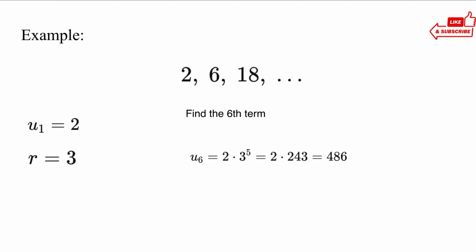All right, now if we want to find the sixth term, we simply apply the formula. We have U sub 1, 2, times R, 3, to the power of n minus 1. So to the power of 6 minus 1, which is 5. And this ends up rendering 486 as an answer.